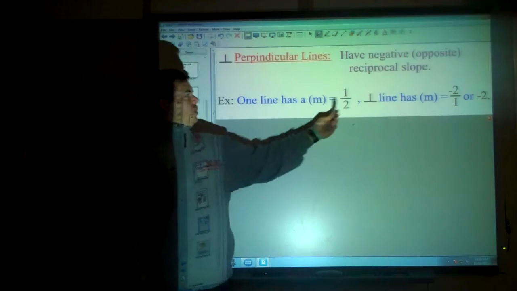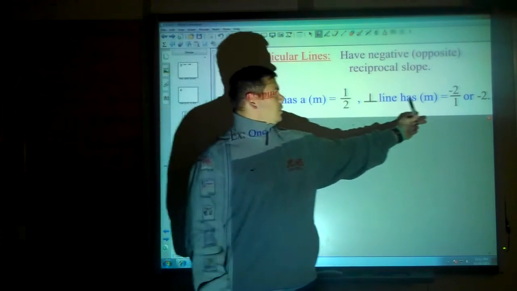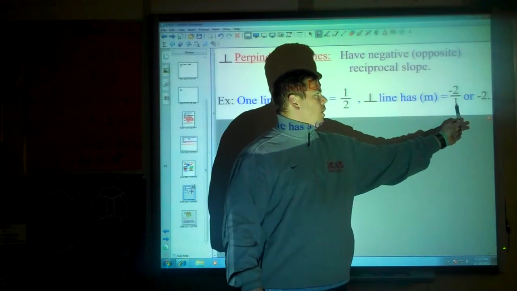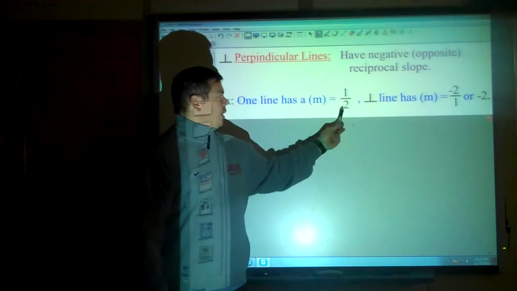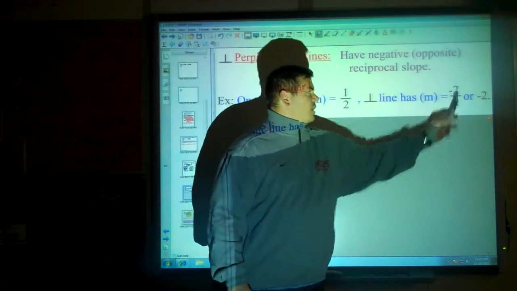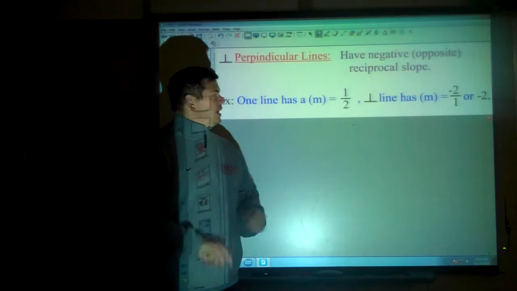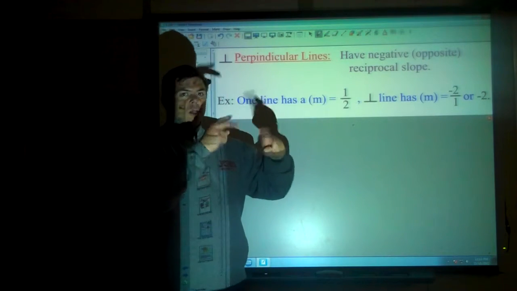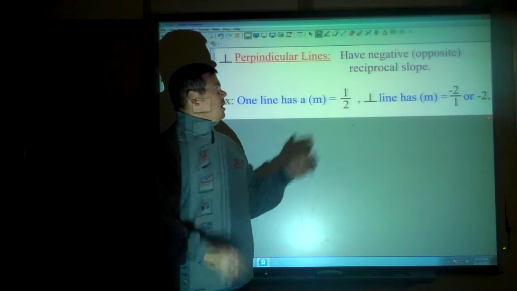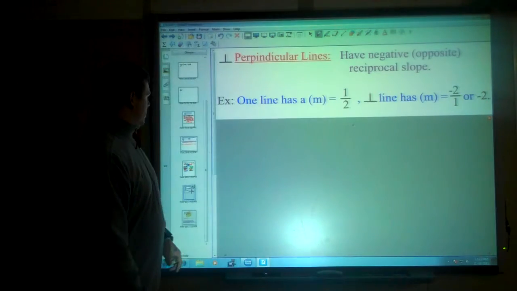So one line has a slope of 1/2. Then the perpendicular, this is the symbol for perpendicular, the perpendicular line is going to have a slope of -2/1, which could be written as -2. One of them is positive, one of them is negative. This is a reciprocal of this fraction. So they will always be opposite reciprocals. Very common mistake. People remember to flip the two, but they forget to change the signs. Or people remember to change the signs, but forget about the reciprocal piece.